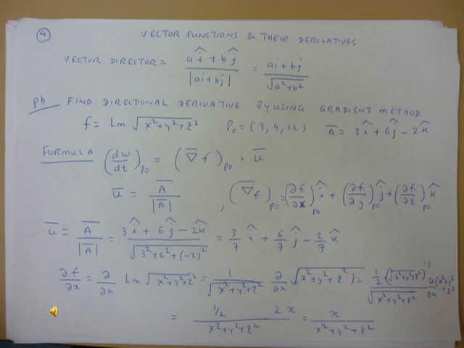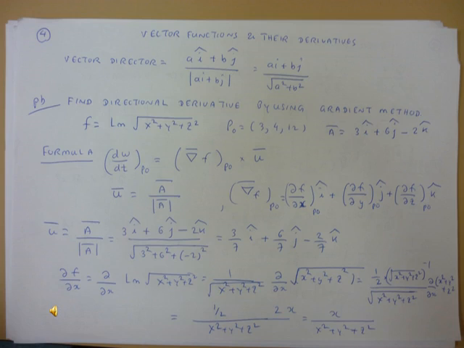So in this case, we have to calculate the directional derivative. The directional derivative formula is given: dF by dt at B0 equal to del F at B0 multiplied with u beta. So in this case, u beta equal to a beta divided by the magnitude of a beta.